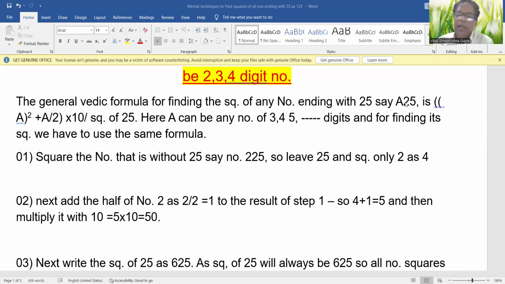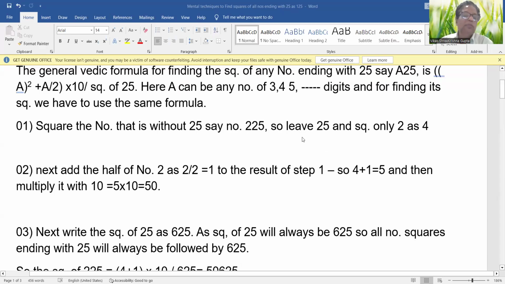For A, the technique is: you find A square, and then add half of A, that is A by 2, to that square, and multiply by 10. Now suppose you have to find the square of the number 225. Here it is A25, which means A is 2. So just leave 25 and consider only the part A, that is 2.